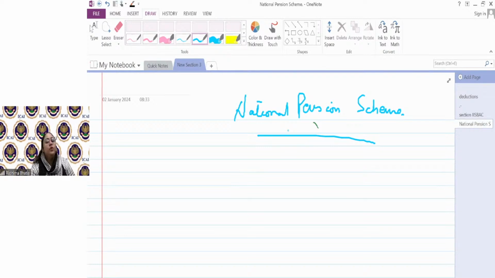Then another option is, if you are a self-employed person, not a salaried person. Then what can I do? You can self-start your NPS account also. Not a problem in it. Now, what are the benefits?